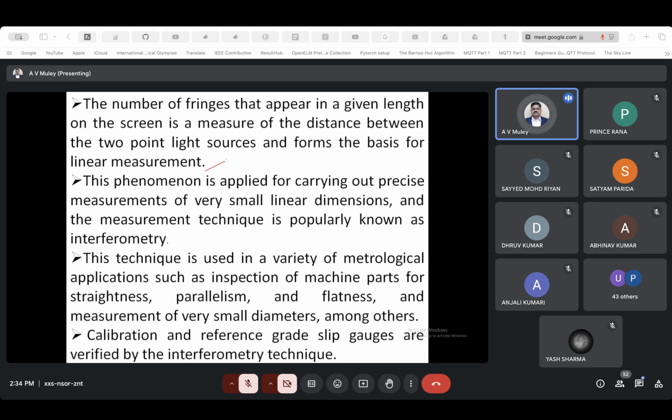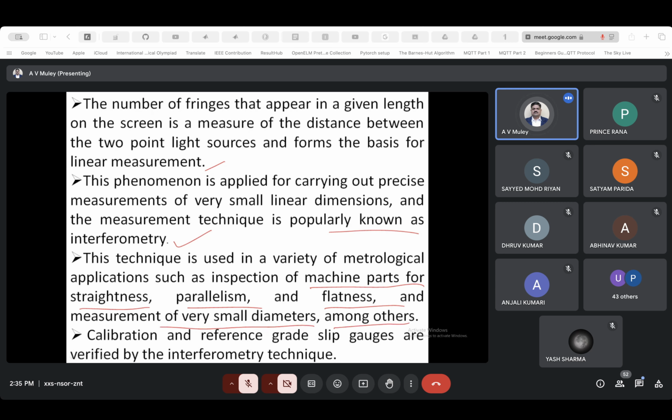This phenomenon is applied for carrying out the precise measurement of very small linear dimensions, and the measurement technique is popularly known as interferometry. इस technique को बोलते हैं interferometry. This technique is used in a variety of metrological applications such as inspection of machine parts for straightness, parallelism, flatness, and measurement of very small diameters, among others.